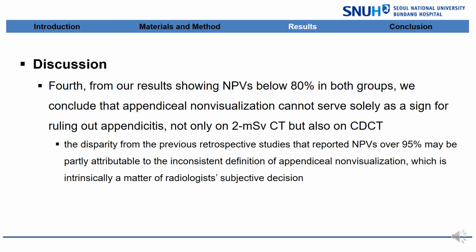Fourth, from our results showing negative predictive value below 80% in both groups, we conclude that appendiceal non-visualization cannot serve solely as a sign for ruling out appendicitis, not only on 2 millisievert CT but also on conventional CT. The disparity from the previous retrospective studies that reported negative predictive value over 95% may be partly attributed to inconsistent definition of appendiceal non-visualization, which is intrinsically a matter of the radiologist's subjective decision.